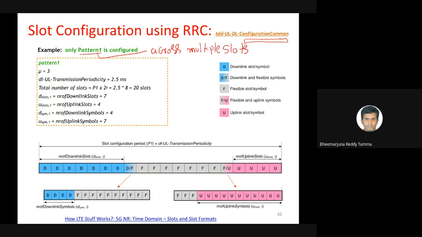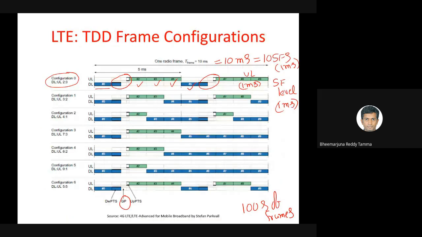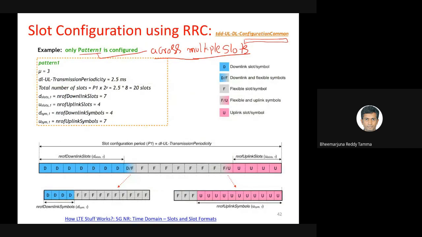That means I take multiple slots and decide which slot should be for downlink or uplink. What I'm showing here across multiple slots is analogous to what I'm showing you in this slide for 4G at the subframe level. Because if you take numerology 0, a subframe is equal to a slot in the case of 5G. So the pattern is nothing but the configuration of slots or subframes for a certain amount of time.